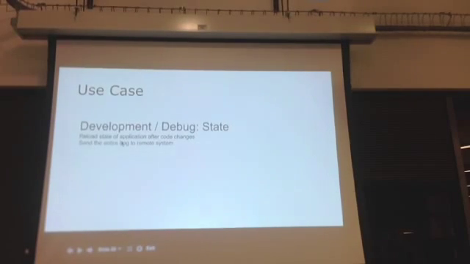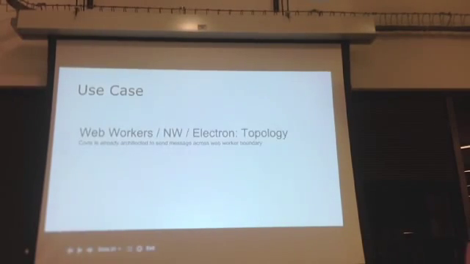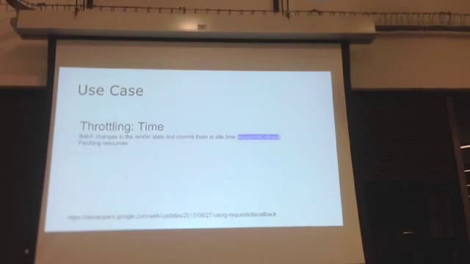Development and debugging: you can reload the state of the application after you change your code. That's really nice if you follow this pattern. And web workers: if you have architected your application so you send messages to this log, you can put them on other threads, like with Node-WebKit or Electron. And throttling. This is a big one, coming up with requestIdleCallback. If you haven't seen that, it's in Chrome now. It's really cool. So you can schedule when you would do updates to the state, so they don't have to happen right away. It's really nice. And that's it.